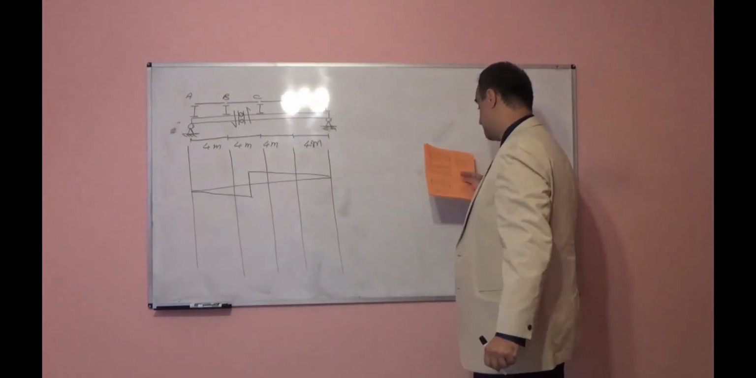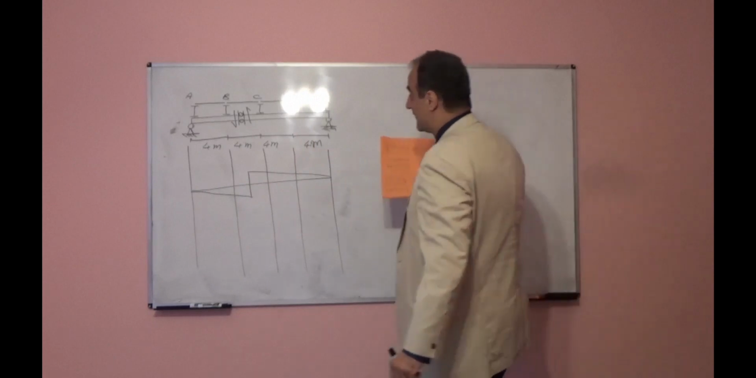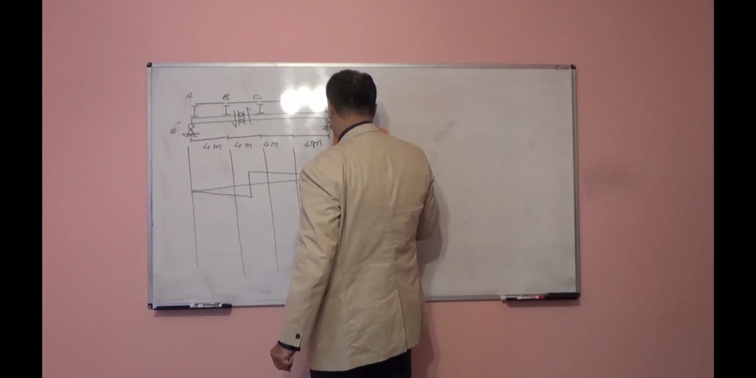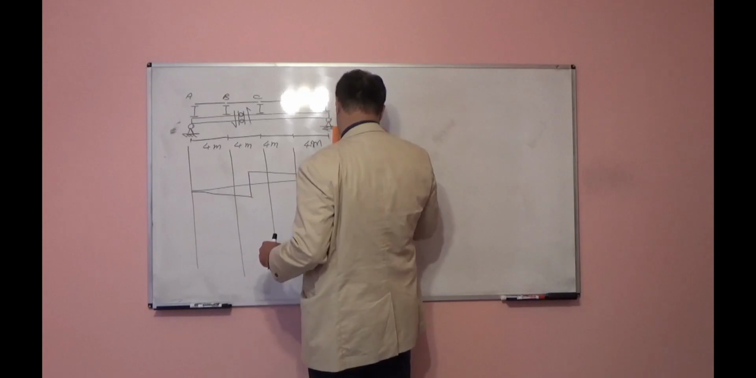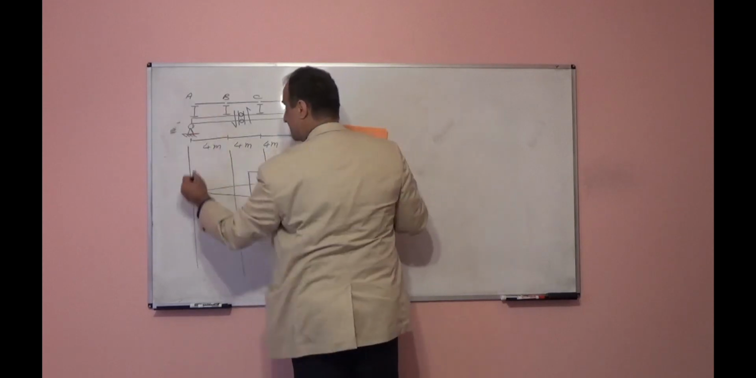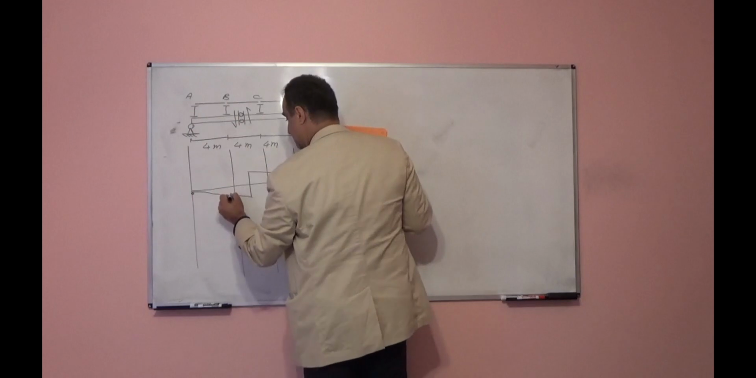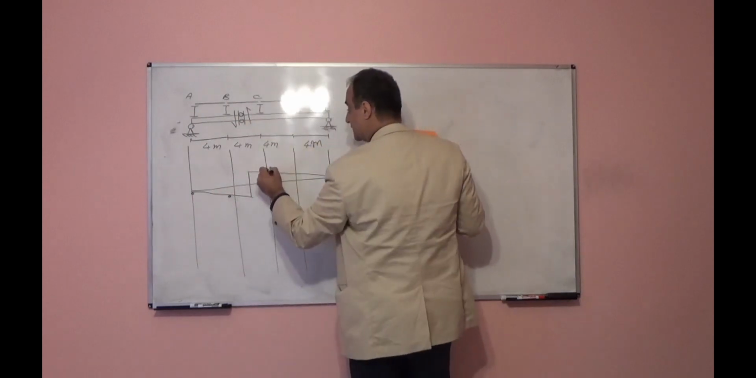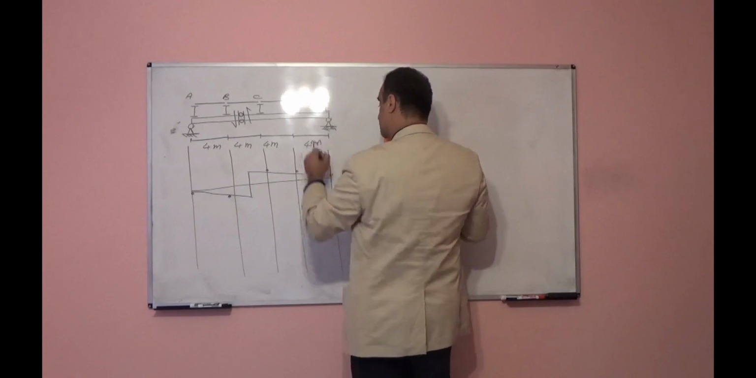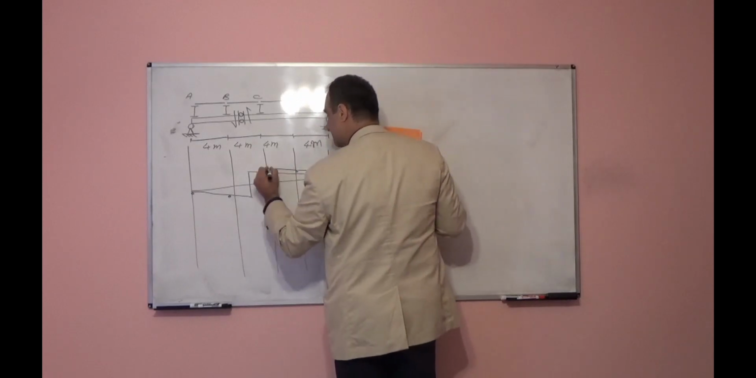Then we can find these parts. Each one will be 0.5. Then we will transfer to here. Then we will transfer A to this point, B to this point, C to this point, D to this point, and E to this point. We will attach using a straight line.